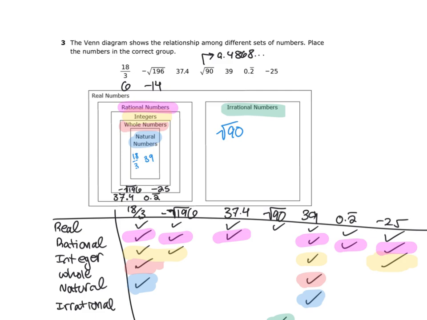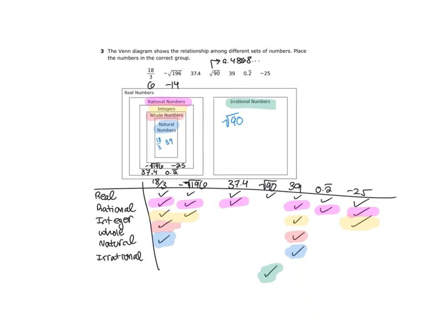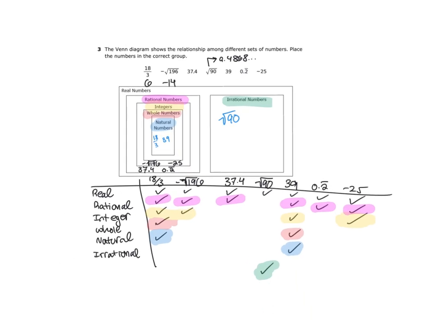The negative square root of 196 is rational, but we're not going to move it out of the integer rectangle. If we moved it outside of the integer rectangle, we would be saying it's not an integer, and it is an integer. So we're not going to move anything that we have already placed. All right, good job. Now we're going to look at our real numbers.